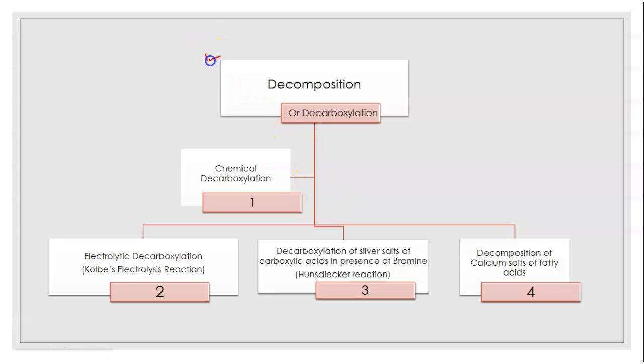In the decomposition or decarboxylation reaction, we are going to see four different methods of decarboxylation. The first one is chemical decarboxylation, the second is electrolytic decarboxylation, that is the Kolbe electrolysis reaction. The third is decarboxylation of silver salts of carboxylic acids in the presence of bromine, that is the Hunsdiecker reaction. And the fourth is decomposition of calcium salts of fatty acids. We'll be discussing all four reactions one by one.